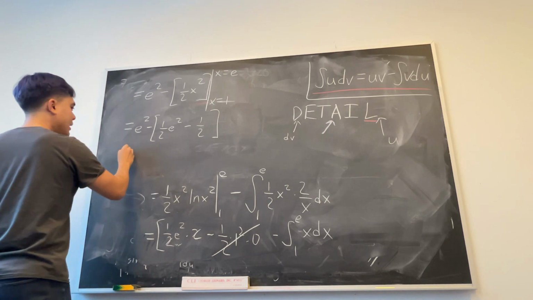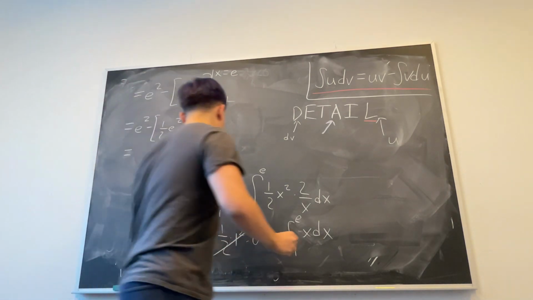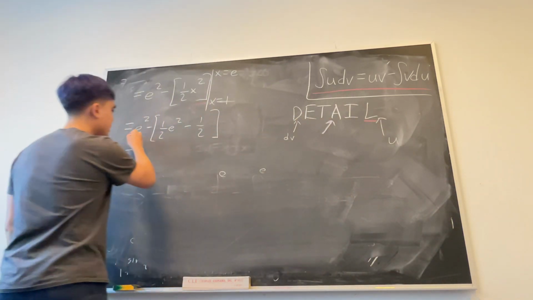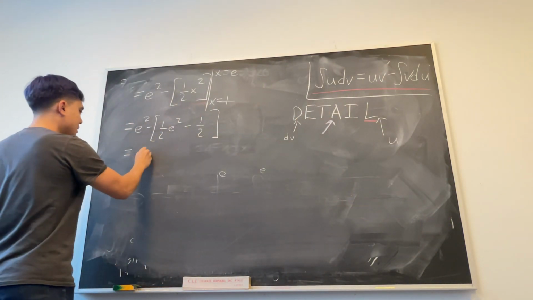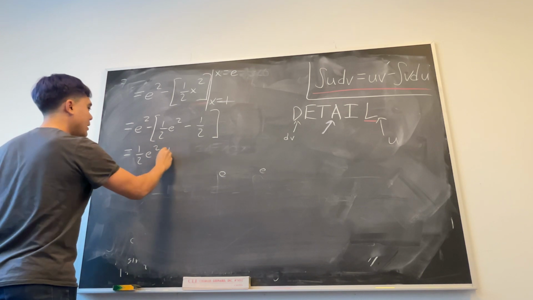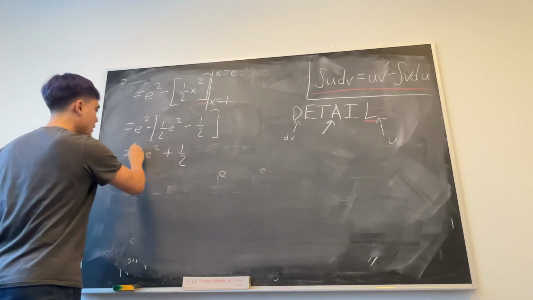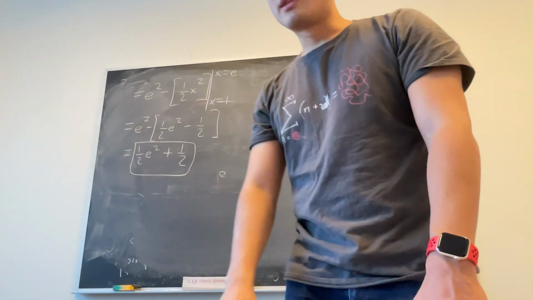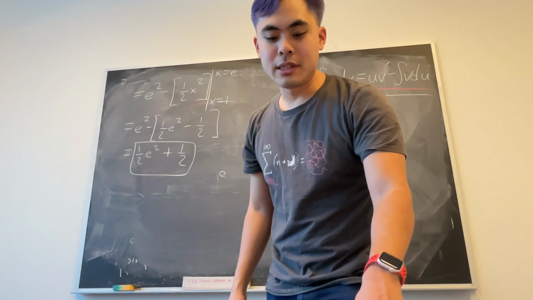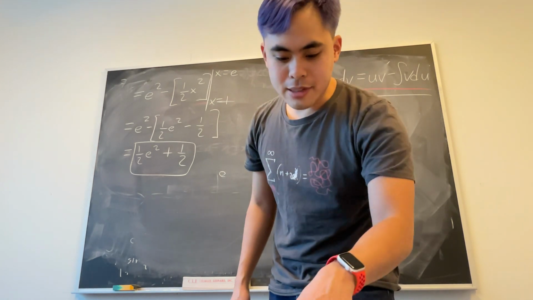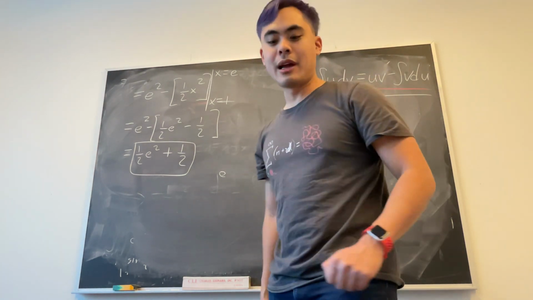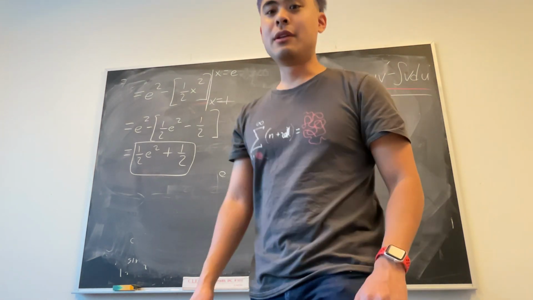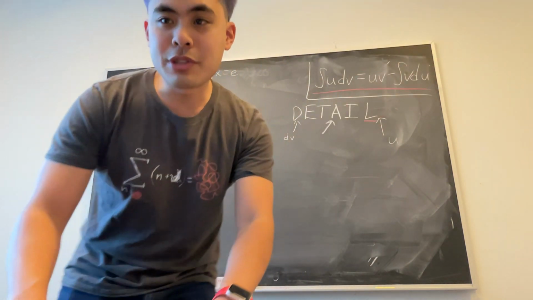And so this entire thing is equal to e squared minus 1/2 e squared. So that's 1/2 e squared plus 1/2. And this is your answer to this integration by parts problem. And so in the example on the slides, that would be answer B, 1/2 e squared plus 1/2. Hopefully that helps, and I will see you all in class later.